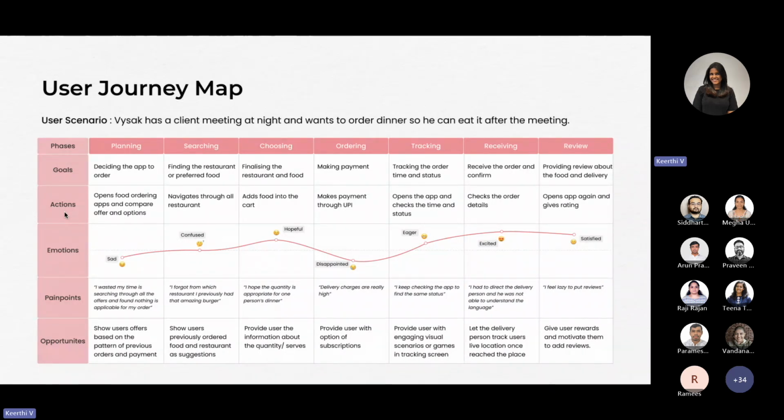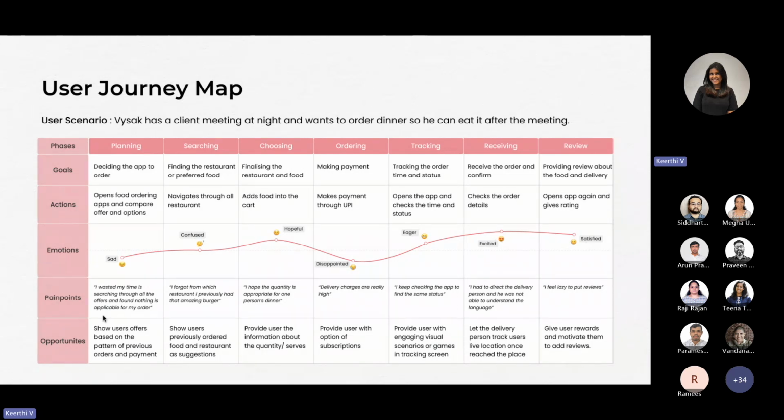And while doing this, what the user is actually feeling is sad. And why is that? So there comes the pain point, and we need to jot it down. What he felt is that he wasted his time searching through all the offers in different apps, and nothing was applicable for him, because he was ordering for a single person and they were giving a lot of options which were of no use to him. So that's why he was sad.